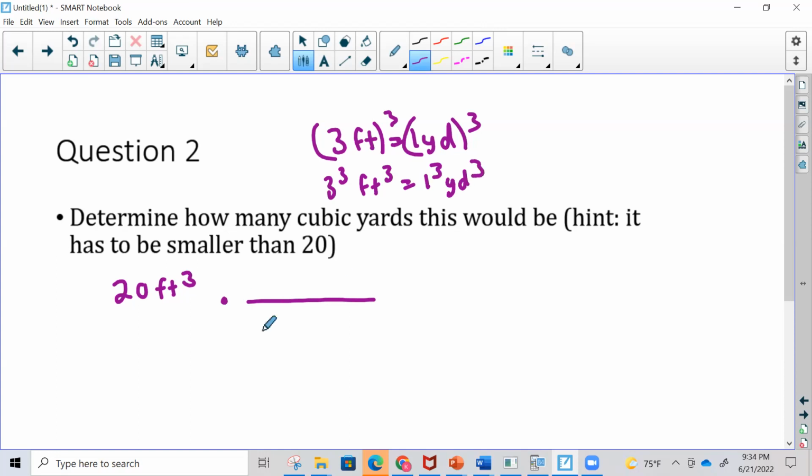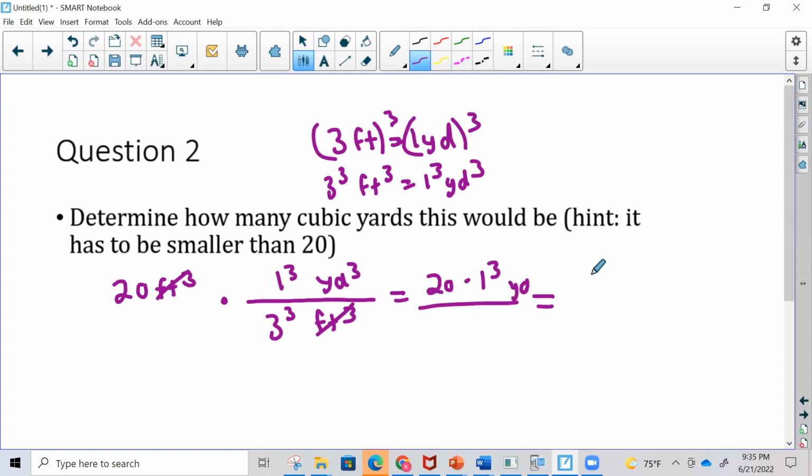So I need the feet to cancel, so they need to go in the denominator. And then I'd have the 1 cubed over yard cubed. Okay, if I multiply this out, I have 20 times 1 cubed, which is just 1. So that's going to give me 20 in the numerator, and then 3 cubed in the denominator. So 3 cubed is 3 times 3 times 3, which is 27. And if I divide that, I get 0.7407.